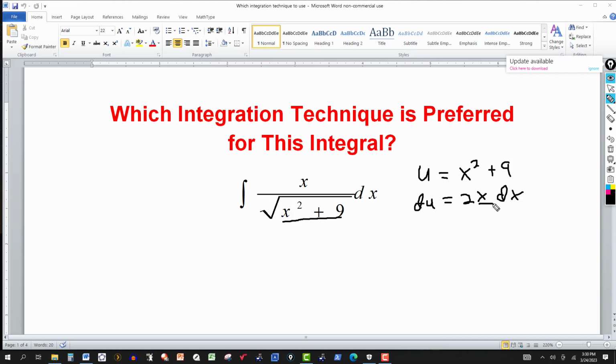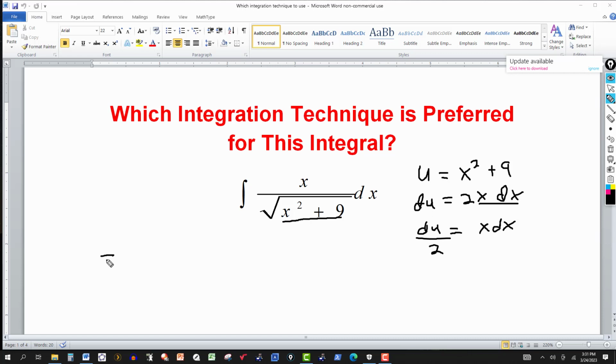So notice here, I can solve for dx, make a substitution. The next step, of course, is to convert this to an expression involving u instead of x. So I could just say x dx divided by 2 here will give me du over 2.